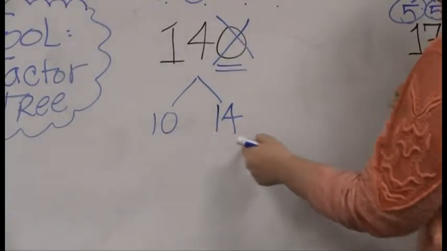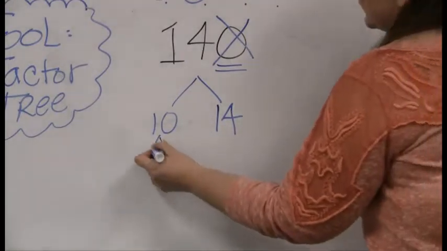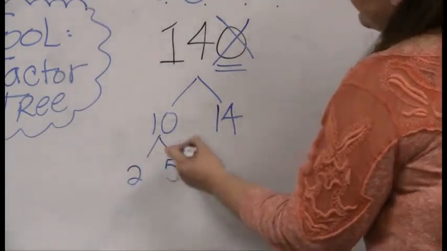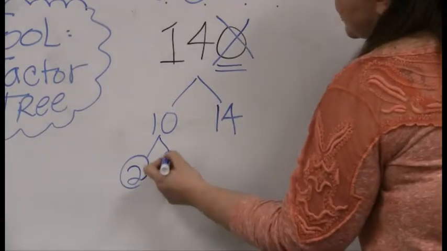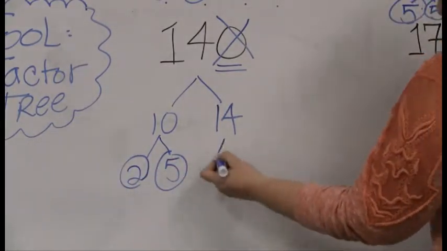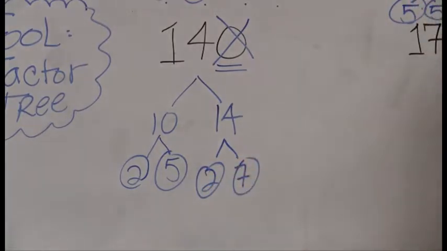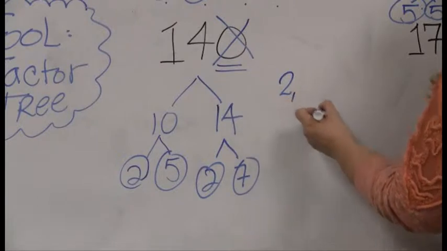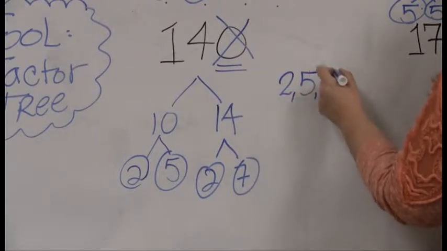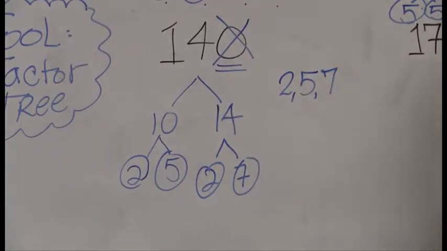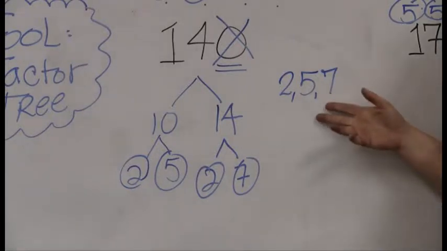Great. Neither one of these are prime, so I better keep going. 10 is the same as 2 times 5. Those are prime. I can stop. And 14 is the same as 2 times 7. Those are primes. I can stop. So what's my answer? What are my prime factors? Well, I see 2s. I see 5s. And I see 7s. Now, truth be told, guys, order doesn't matter.